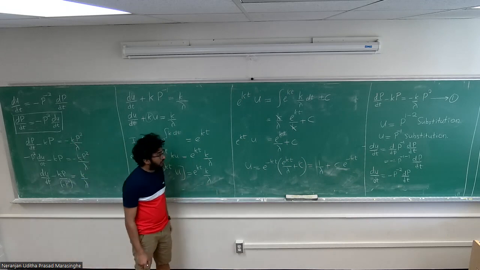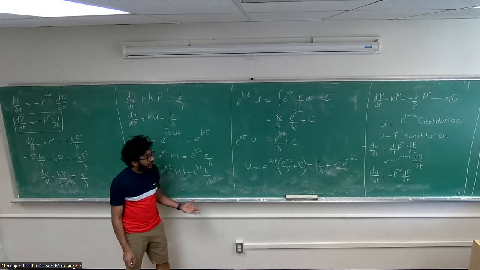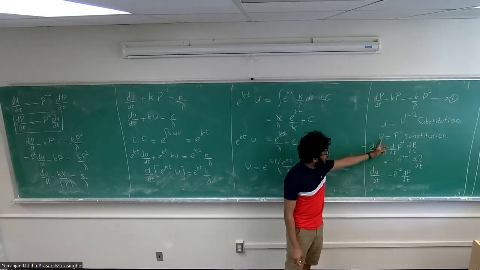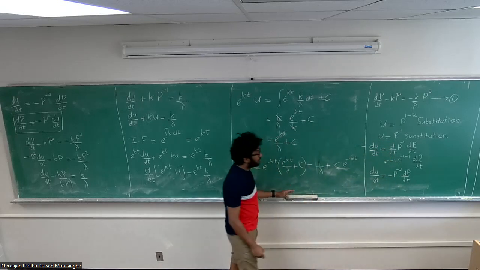With u, right? But this is not our main target, right? Our main target is to find p, right? But we know that u equals p inverse. Okay, so you can easily find p, right?